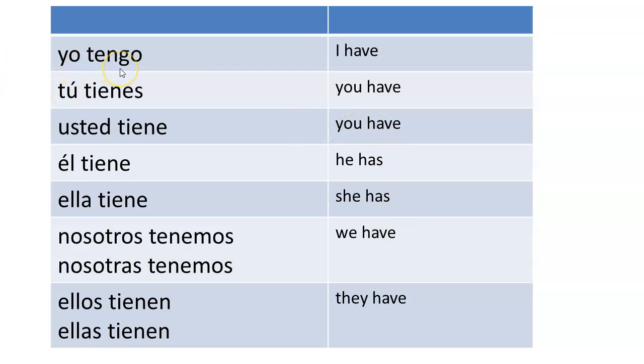Pronunciation: yo tengo, I have, yo tengo. Tú tienes, tú tienes. Usted tiene, él tiene. Ella tiene. Nosotros, nosotras tenemos. Ellos, ellas tienen.